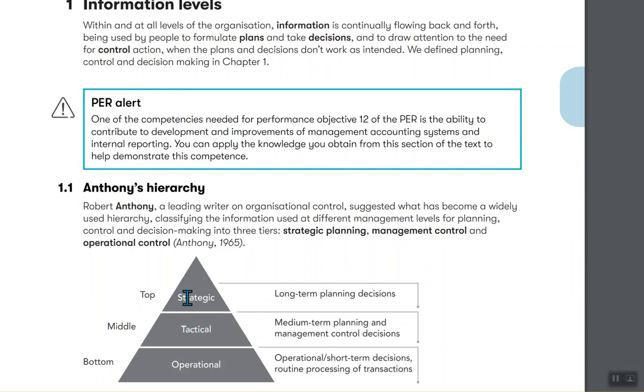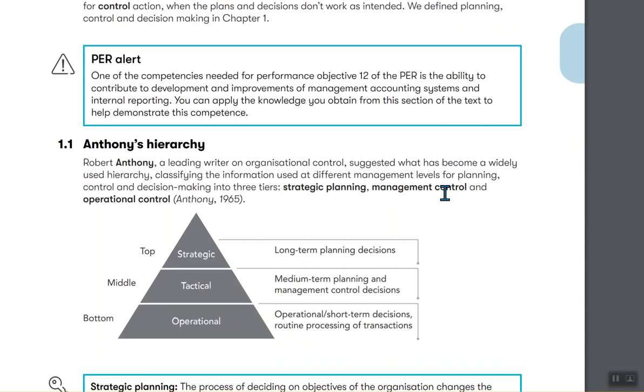And remember, strategic information is usually from external source, and operational information is from internal source, and tactical information is usually half internal and half external.